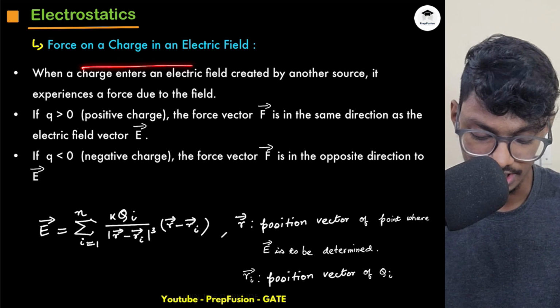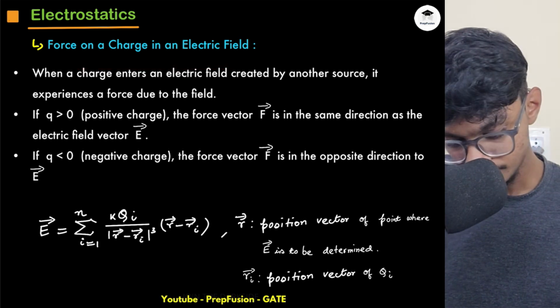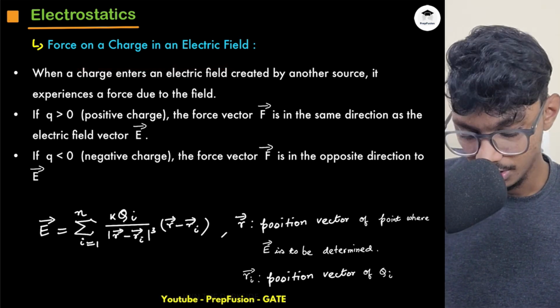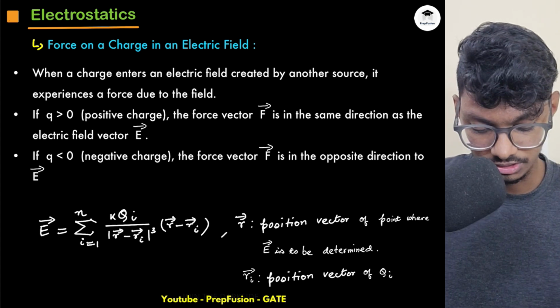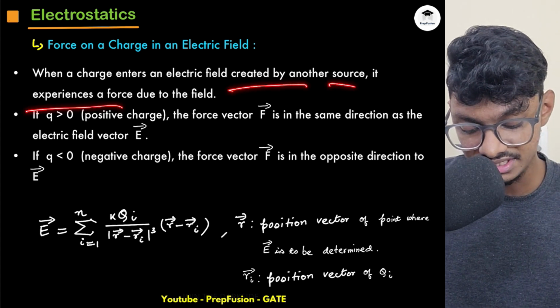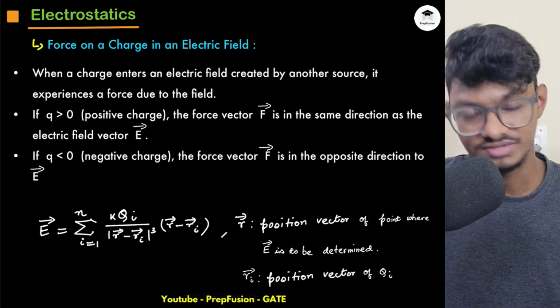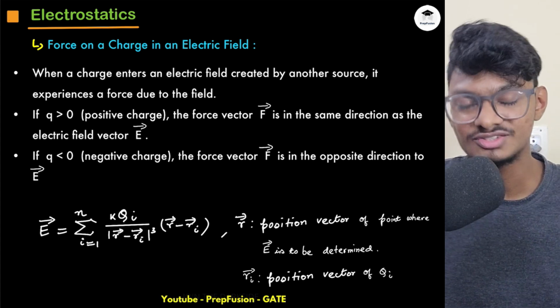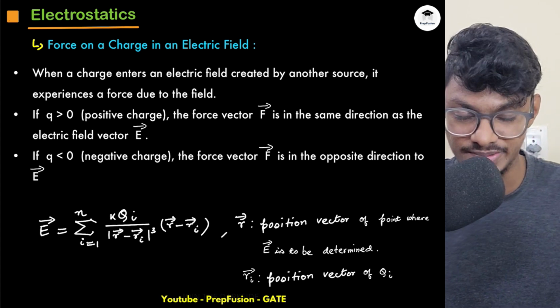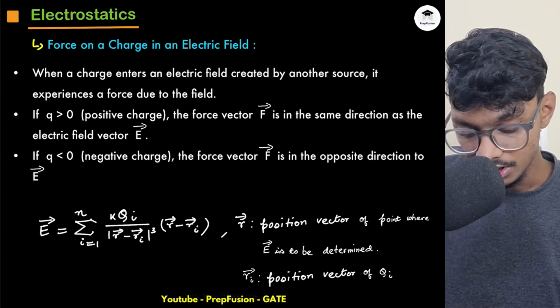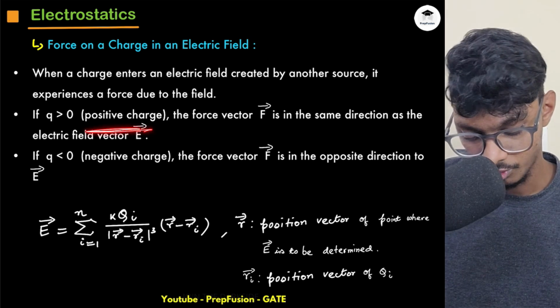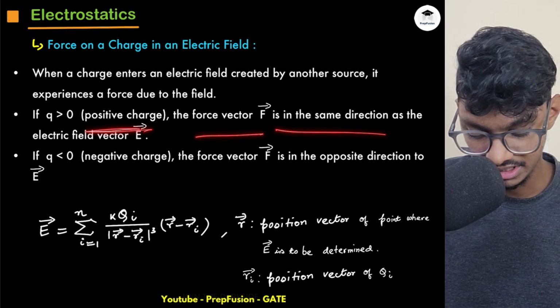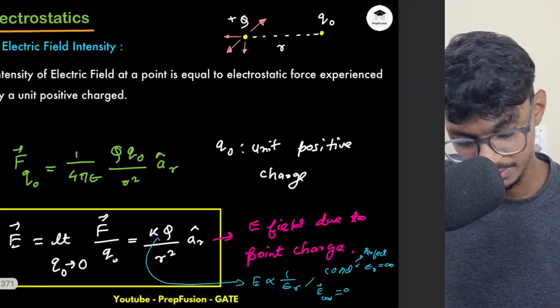Now, force on a charge in an electric field. This we know already, we'll just revise. When a charge enters the electric field created by another source, it experiences a force due to the field. Obviously it cannot experience force due to its own electric field, because it is never cutting that. If q is greater than 0, a positive charge, the force vector will be in the same direction as the electric field vector.